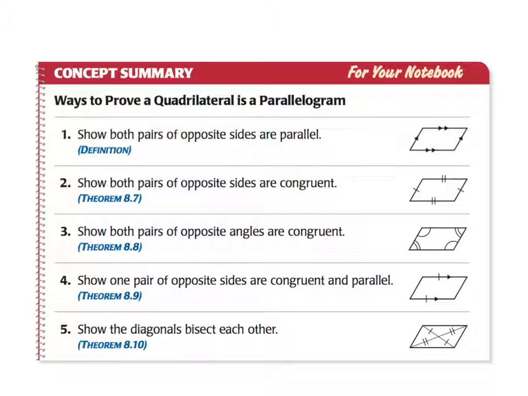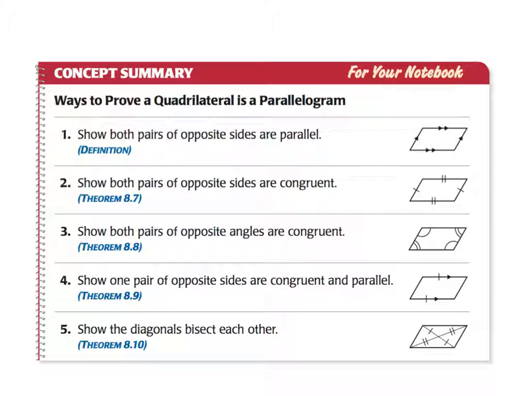That was theorem 8.7. Number 3, show that both pairs of opposite angles are congruent. That means that the quadrilateral is a parallelogram, which was theorem 8.8. Number 4, show one pair of opposite sides are congruent and parallel. Not only do they have to be congruent, but they also have to be parallel, but we only need one pair of opposite sides. And that would be theorem 8.9.